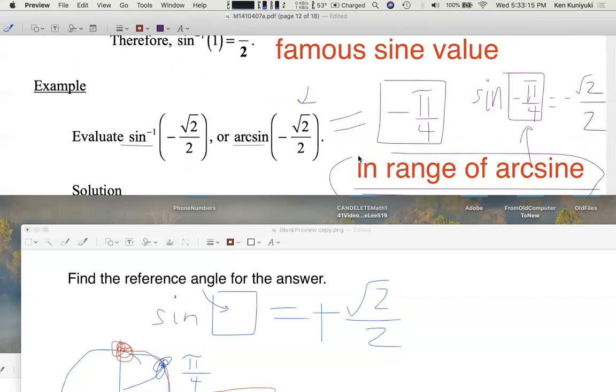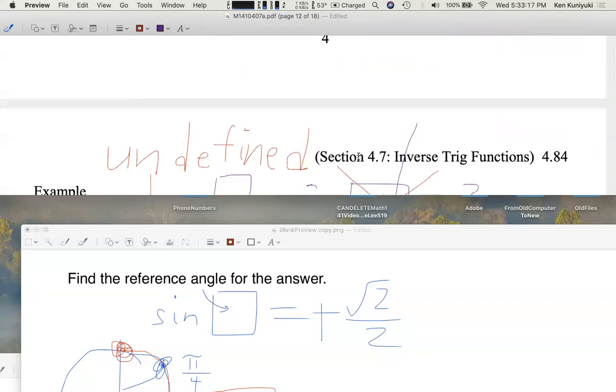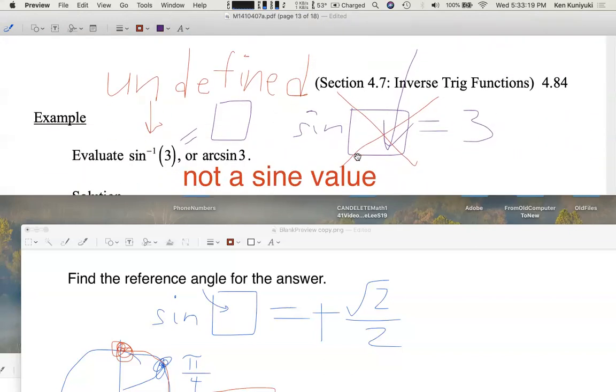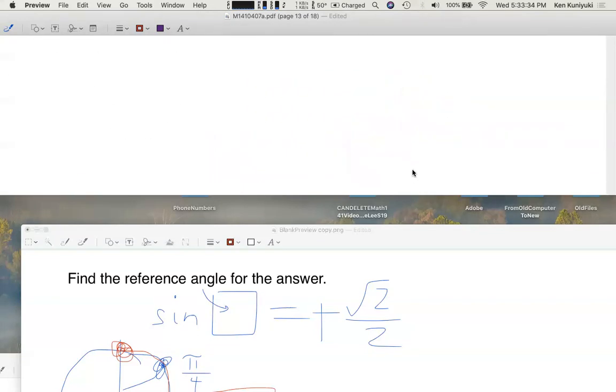Likewise, the inverse cosine of 3, or the arc cosine of 3, will also be undefined or not real, because 3 is not a cosine value either. What about inverse tangent of 3, or inverse tangent of 10, or inverse tangent of 100? I'll skip all the way down here, actually.